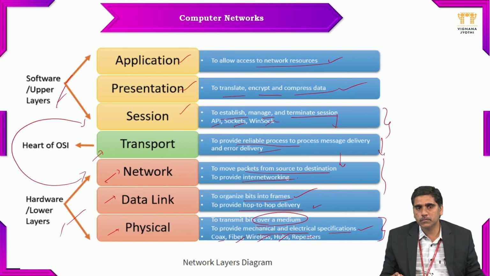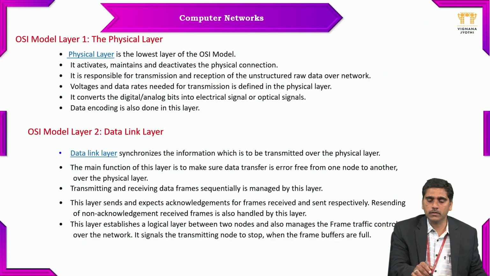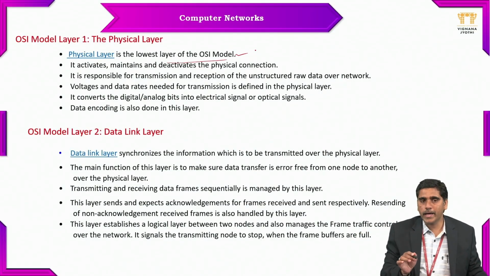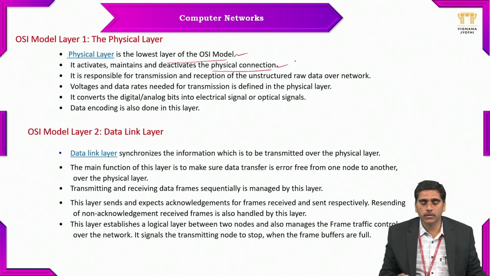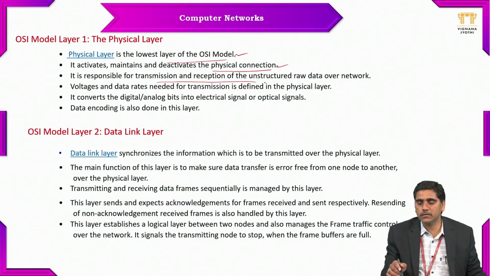Let us discuss each and every layer's responsibilities. So physical layer is the lowest layer of the OSI model. It activates, maintains and deactivates the physical connection. So the main responsibility of the physical layer is what? It maintains, activates and deactivates the physical connection. It is responsible for transmission and reception of unstructured raw data over the network.